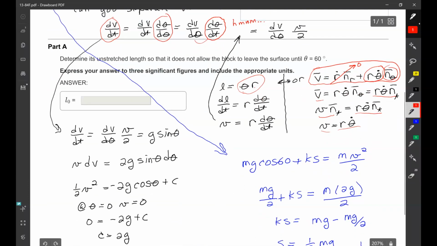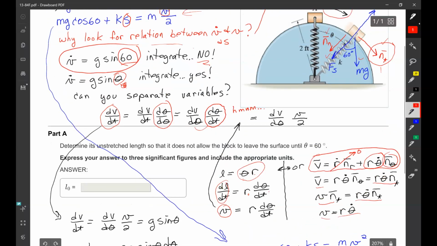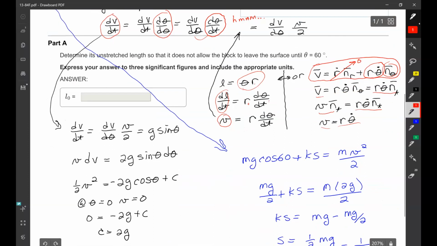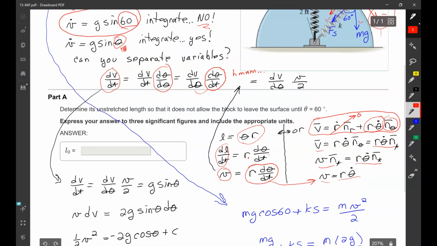dL dt is equal to r, which is constant, times d theta dt. dL dt is the speed. It's the change in distance per time. So speed is equal to r d theta dt. Same thing I have over here. So I'm going to take this equation and ask, what is d theta dt? d theta dt is equal to v divided by r, right there.